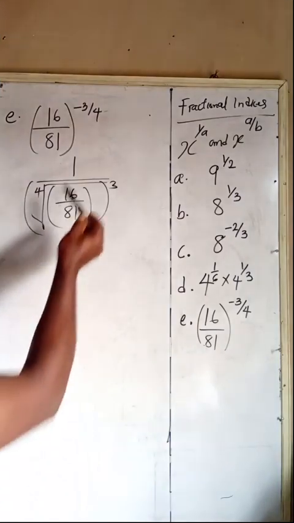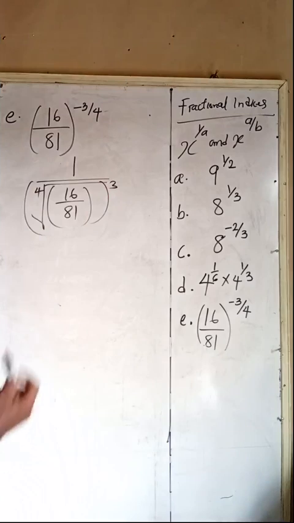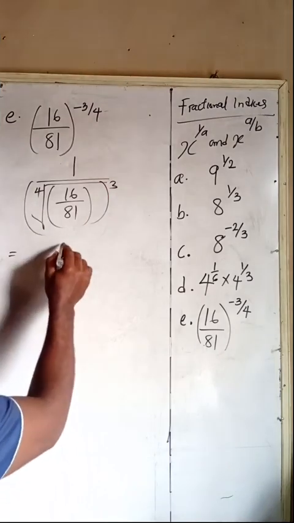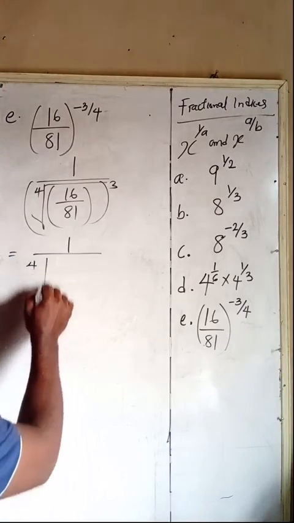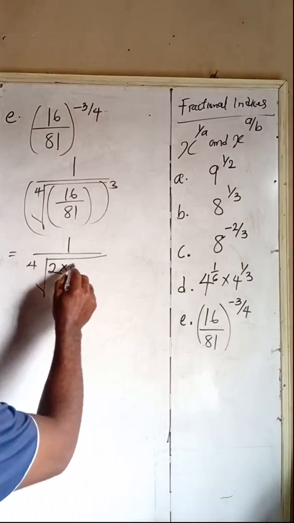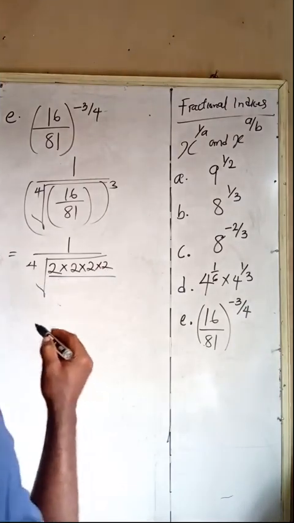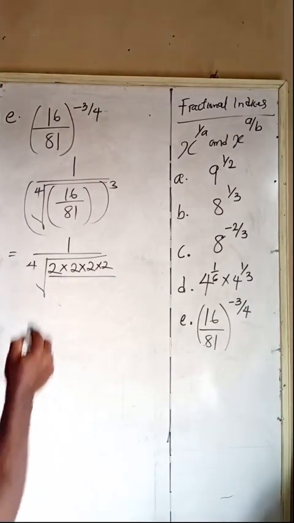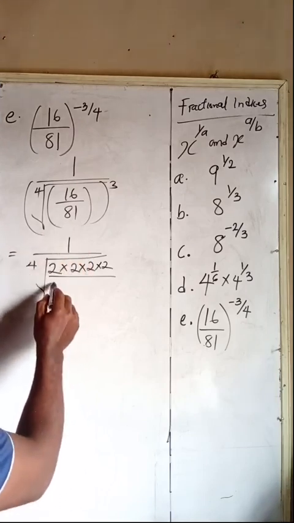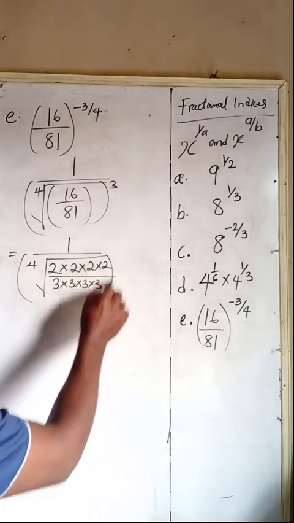So why do we have 1? We have explained it in our previous video, because of this minus from the law. So therefore we have 1 over. You find a number that you are going to multiply 4 times that will give us 16. It will be 2 times 2 times 2 times 2, and another number that you multiply 4 times that will give you 81. That is 3 times 3 times 3 times 3, all raised to power 3.